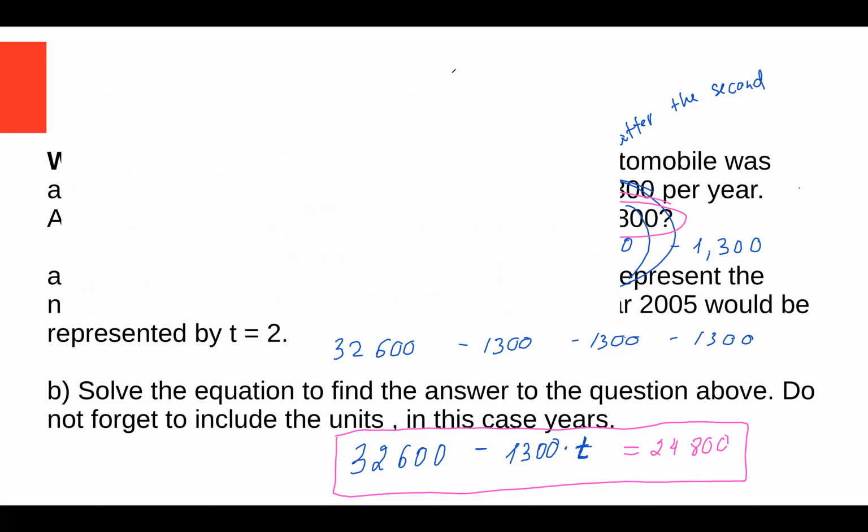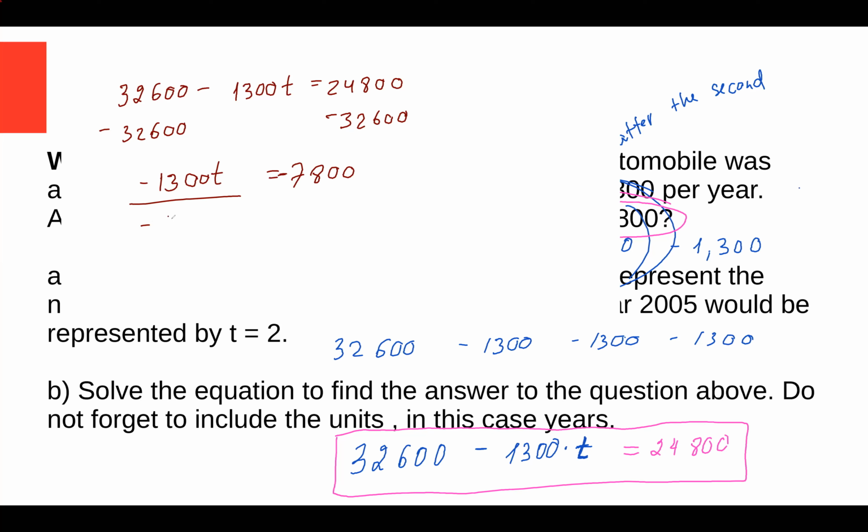Okay, so here I had 32,600 minus 1,300T equals 24,800. So I subtracted the 32,600. I got the negative number on the left, but I didn't worry because this one came with a negative as well. Let me subtract it again because my calculator now has the answer. Minus negative 7,800.